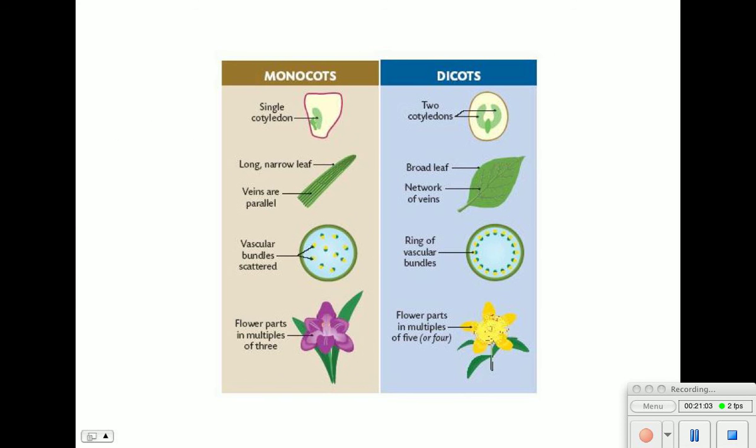So a diagram showing your monocots. Other features of monocots, their veins are parallel. So you see this with corn. Here's those vascular bundles that are scattered. Their flower parts are in multiples of 3. In dicots, we have 2 cotyledons, which are these tiny little leaves here that help protect the apical meristem. Broad leaf with veins. Their vascular bundles are arranged in a ring, and flower parts in multiples of 5 or 4.